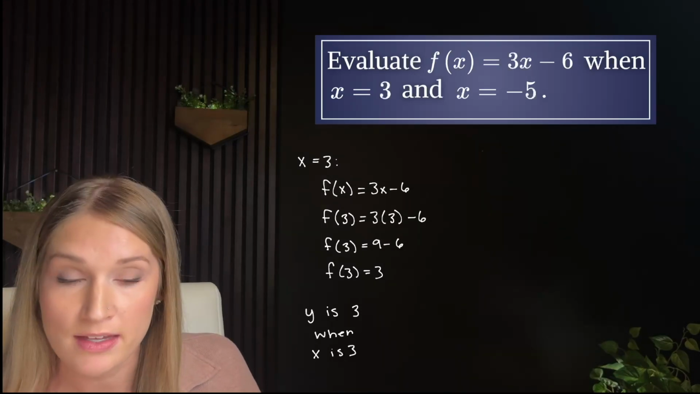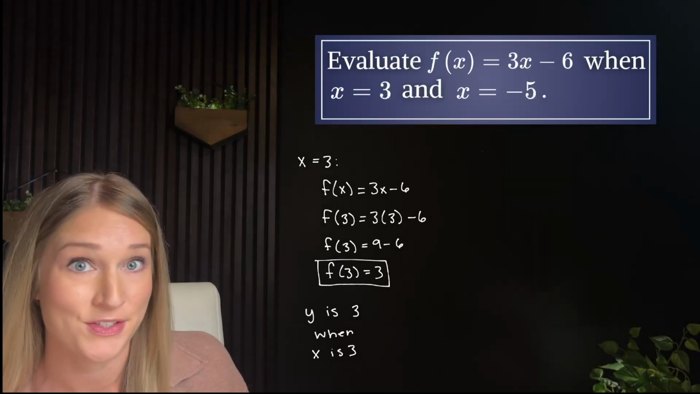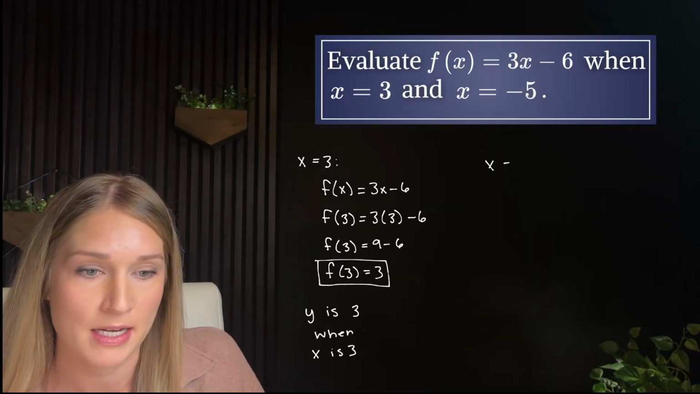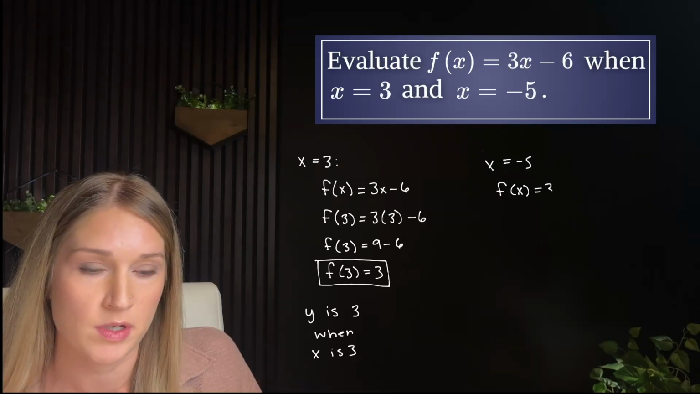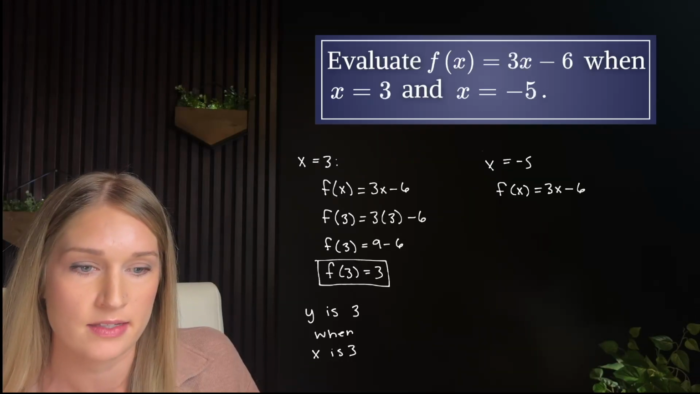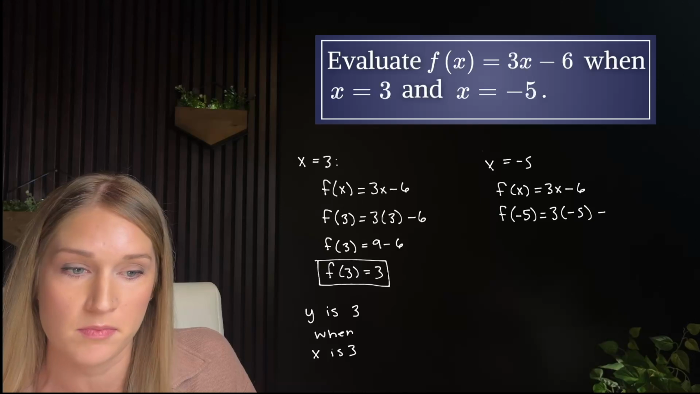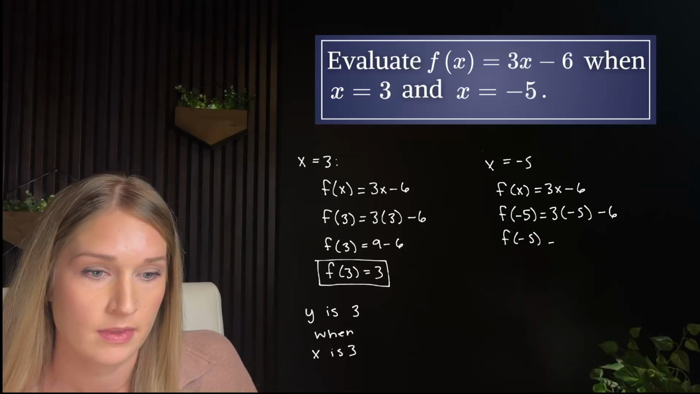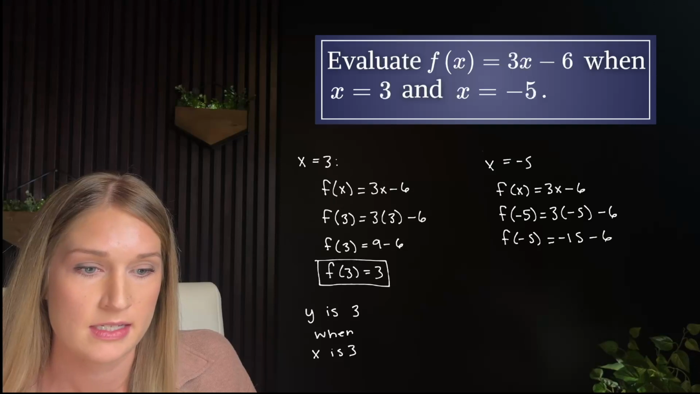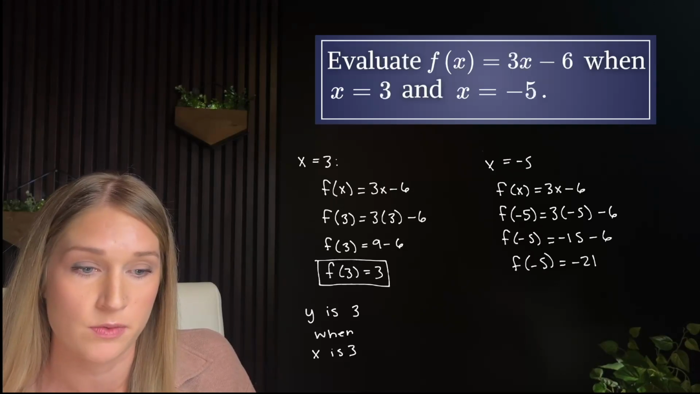So all of that information is condensed into this one statement. Let's do it again. I'll plug in my x is negative 5. I take my function and I'm going to replace all of the x's with a negative 5. F of negative 5 is 3 times negative 5 minus 6. And then I just simplify that right-hand side. Negative 15 minus 6. F of negative 5 is negative 21.